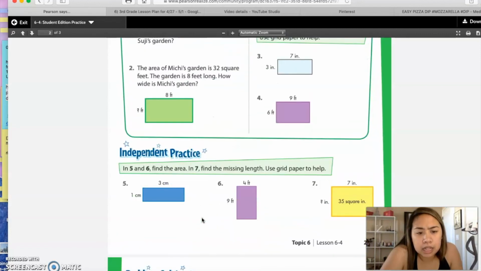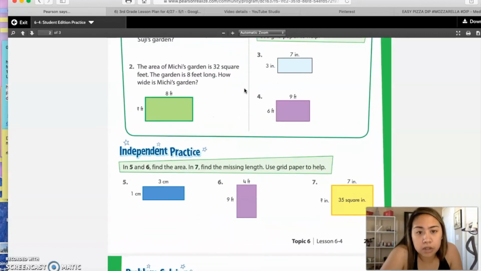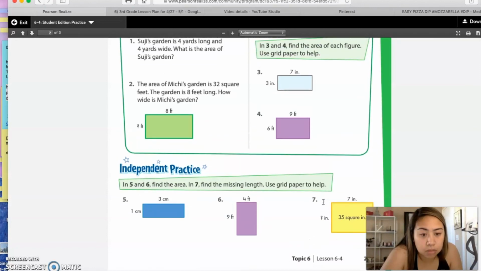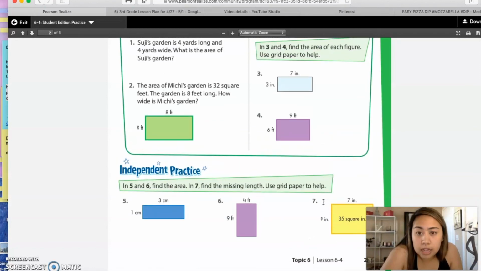I think that's it for now. You just have to do 3, 4, 5, 6, and 7, and it looks like 7 is the only one that's going to be a division problem. So go ahead and do that.